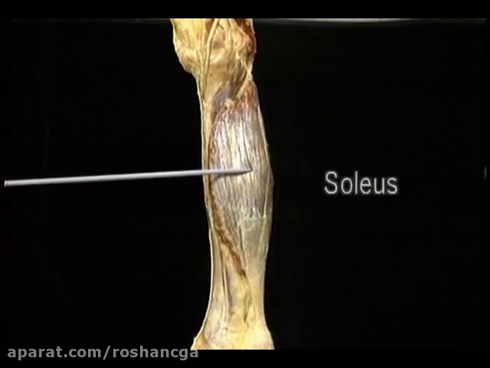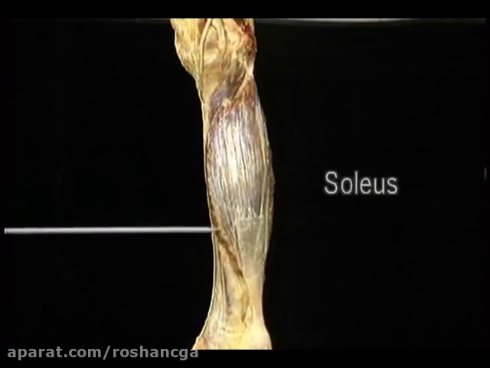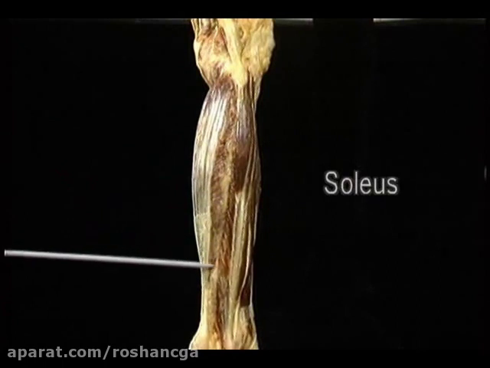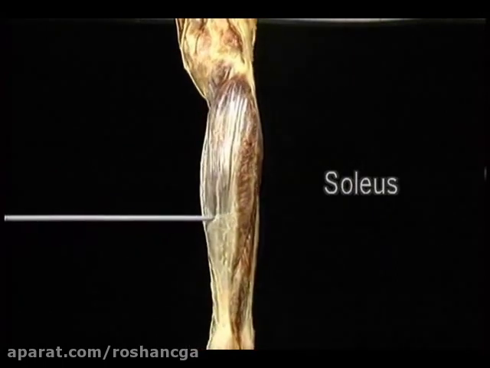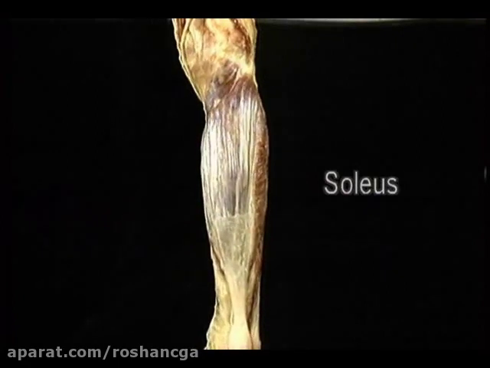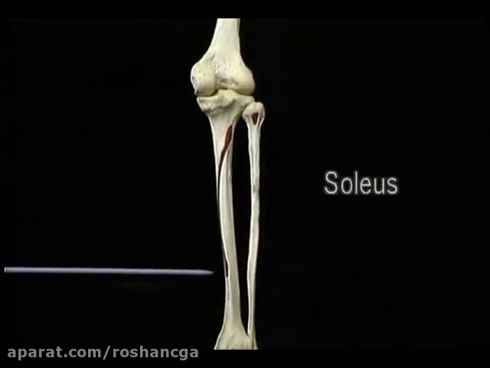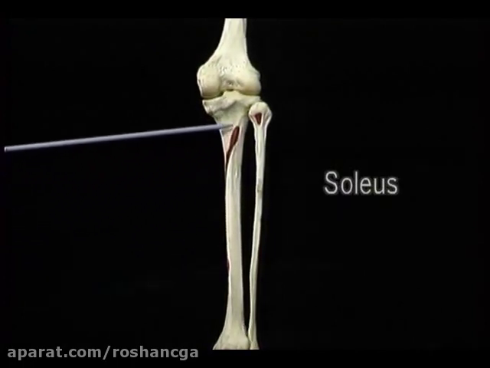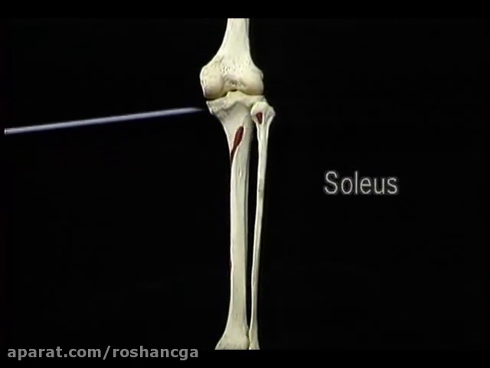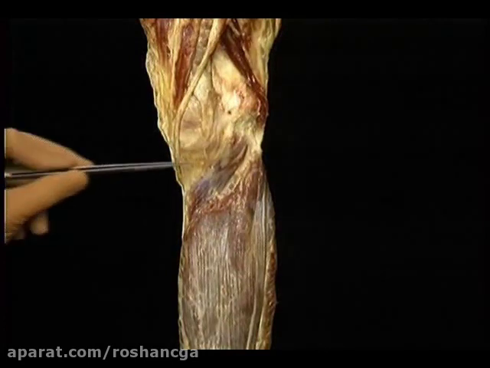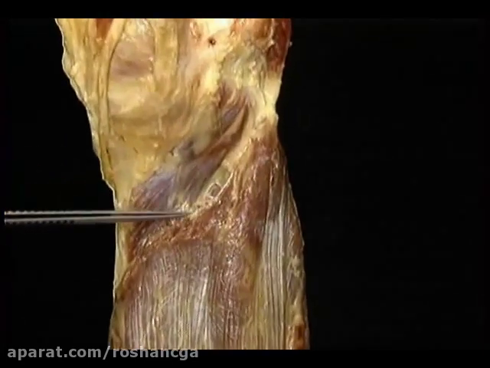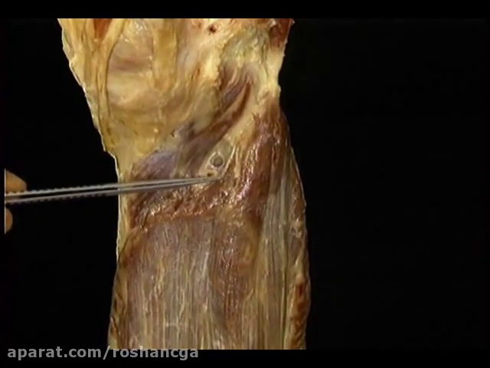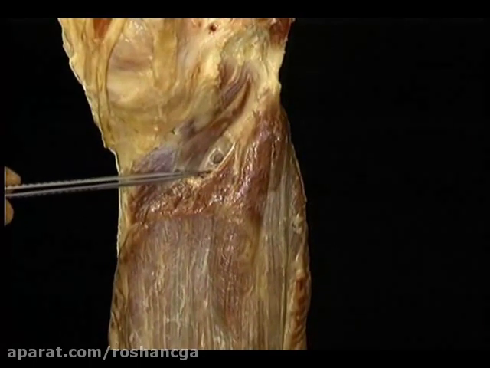Here's the whole of soleus. Here's its medial border. Here's its lateral border. Here's the cut edge of the gastrocnemius tendon. Soleus arises from the medial edge of the tibia, from this oblique line on the back of the tibia, and from this area on the back of the fibula. Between the fibula and the tibial origins of soleus, there's an arch of fibrous tissue. The popliteal vessels and the tibial nerve pass beneath this arch. Here are their divided ends.